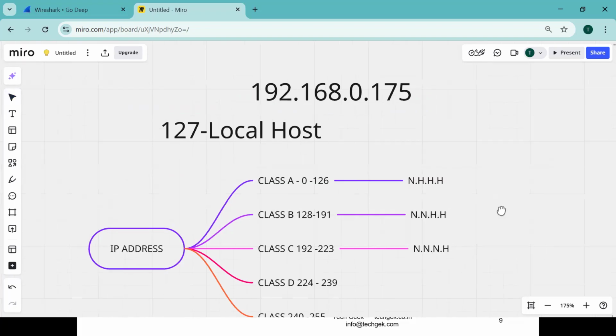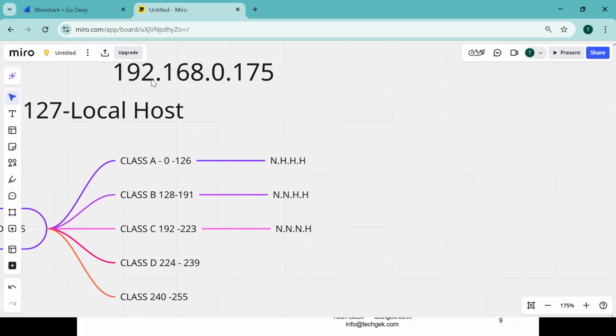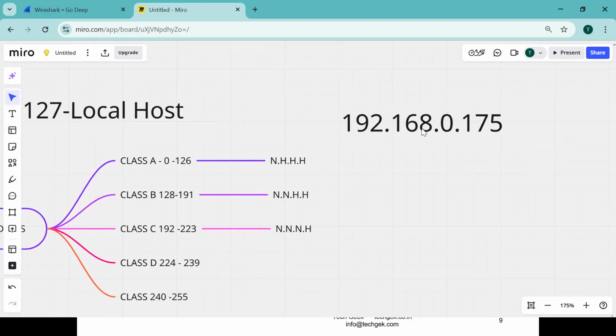So, for example, if I have one IP address, I'll take this one. Can you tell me which class this IP address belongs to? Is it class A, class B, or class C?